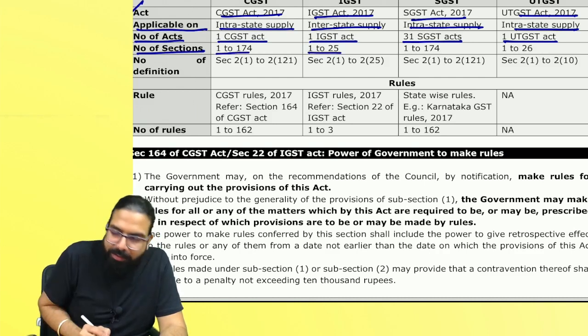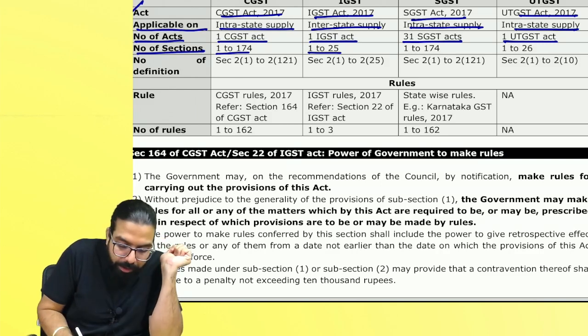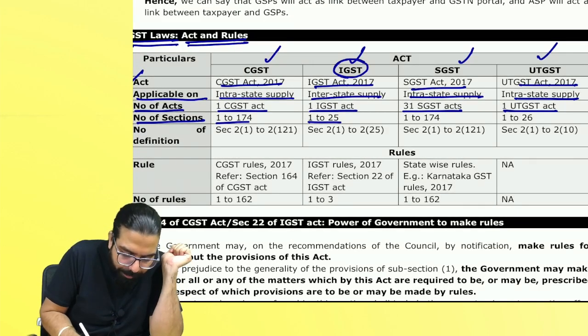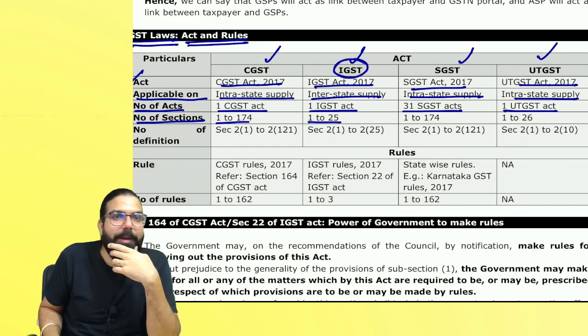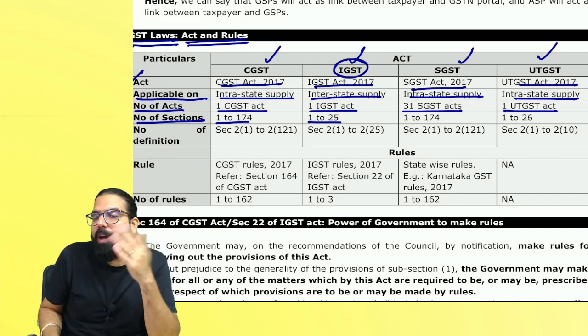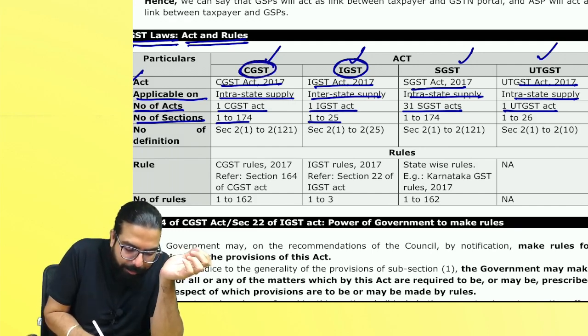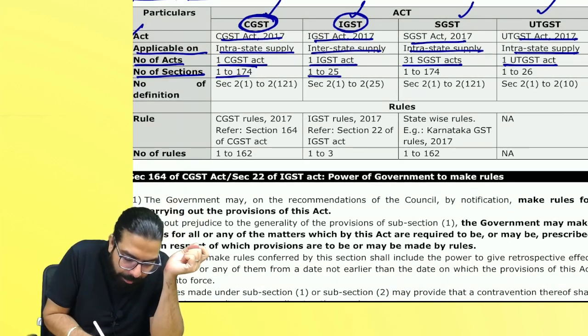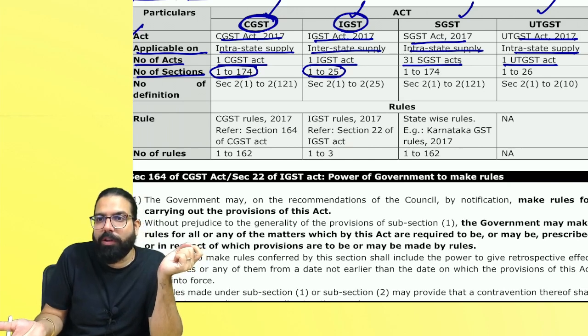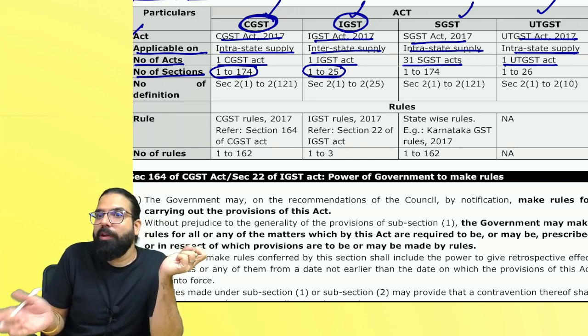The next is here, section number 1 to 25. Can you tell me IGST is applicable? IGST Act is applicable on intra or inter? Interstate. CGST Act is applicable on intra. So Baba, in both, there should have been section number 174. Here also it should be section number 174 tak. Wherever, but you know what they did?